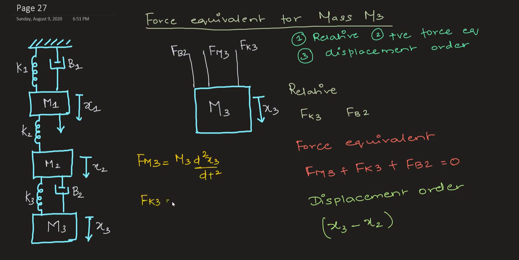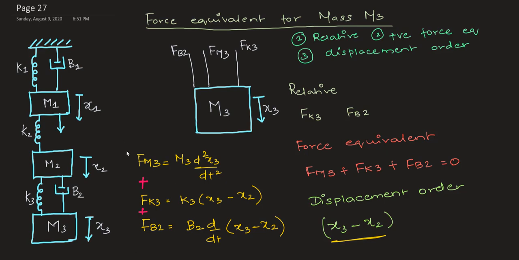So now let's write the differential form for Fm3, Fk3 and Fb2, and your force equivalent equation is going to be the sum of these three. Good. So that is this numerical. That is how you solve these numericals for the force equivalent or the force representation for masses M1, M2 and M3.